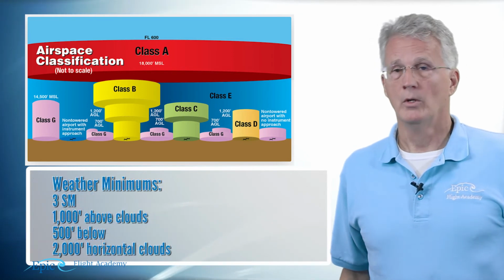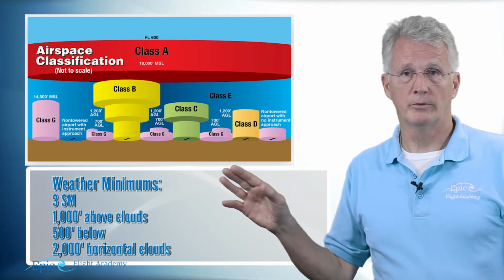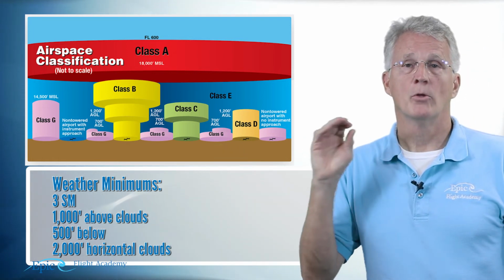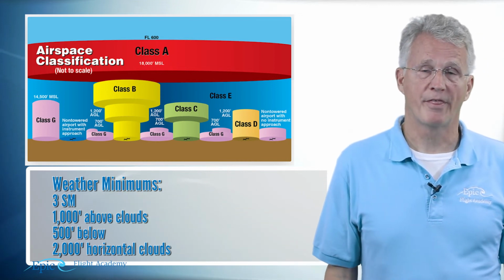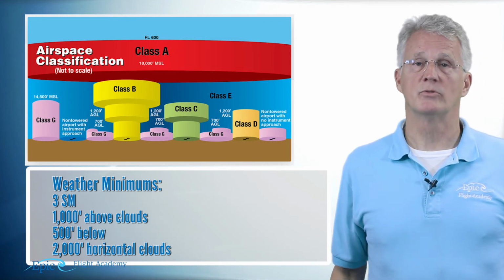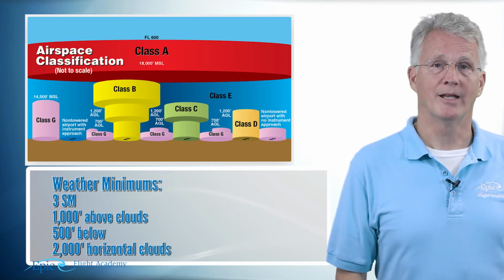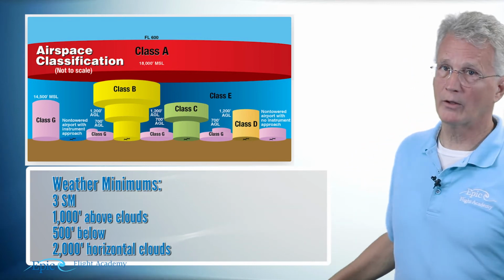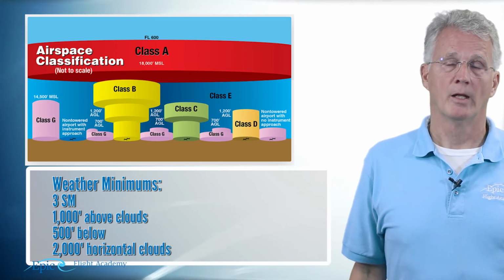Weather minimums. For weather minimums, we think 3, 1, 5, 2. 3 means 3 statute miles. 1 means 1,000 feet above any cloud. 5 means 500 feet below any clouds. And 2 means 2,000 feet horizontal separation from any cloud.